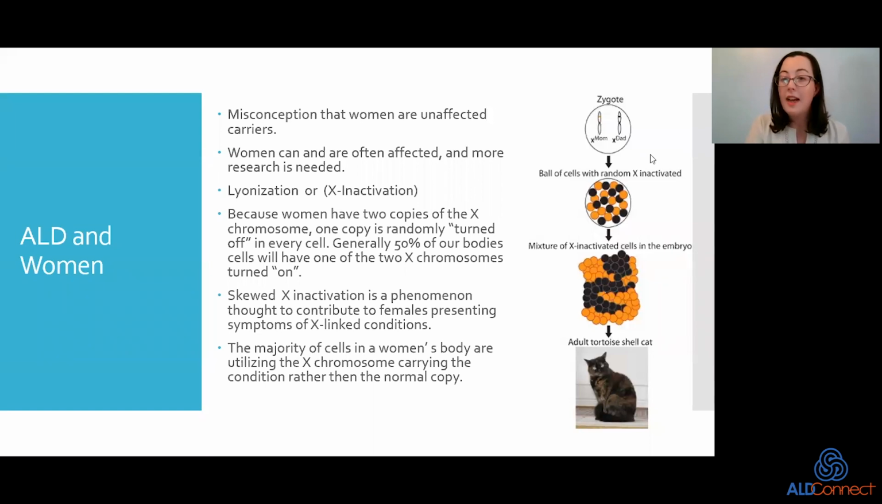So I do have a little diagram over here. You can see X chromosome for mom and dad. I have an adult tortoiseshell cat, and this is an actual real life example of this X inactivation. So you can see some of the chromosomes with the orange pigment are being expressed, whereas others with the black pigment are being expressed. So that's how X inactivation would present.